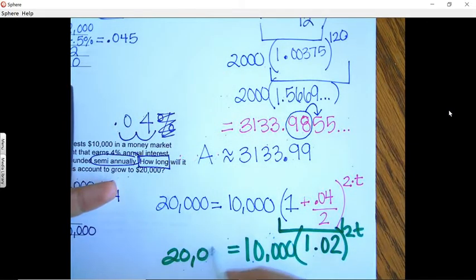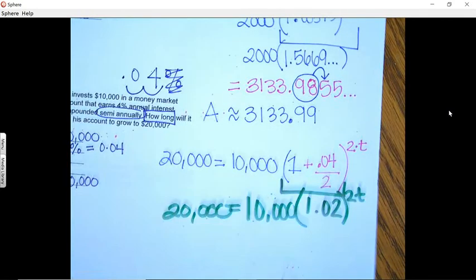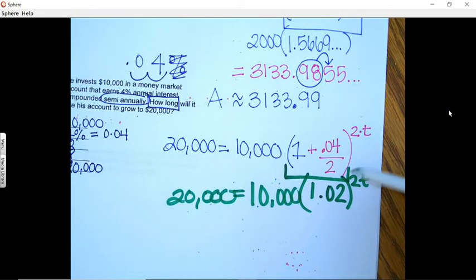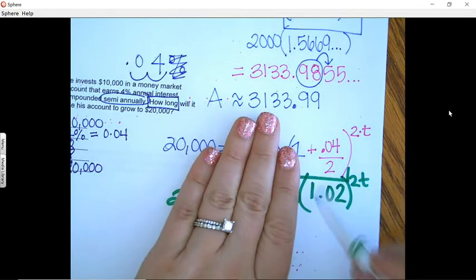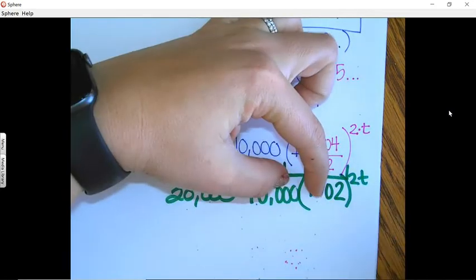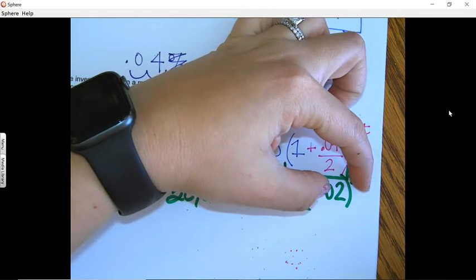Now, the exponent would go next, but we can't do the exponent because we don't know what t is. So we can't do this. Therefore, we can't multiply either, because the exponent would have to go first. So you can't multiply these two because exponents go first. So we're stuck here.